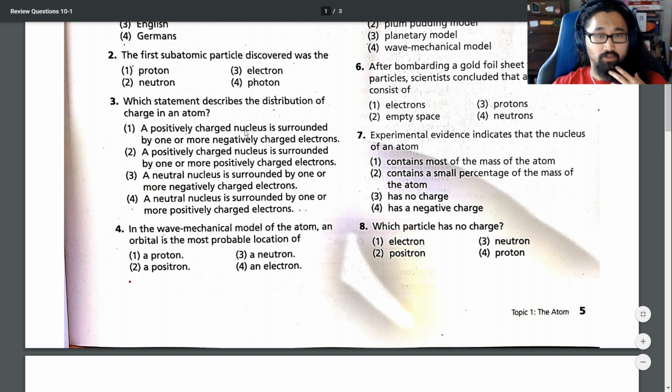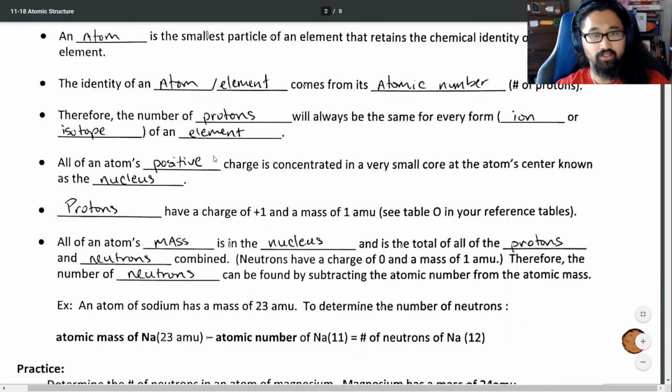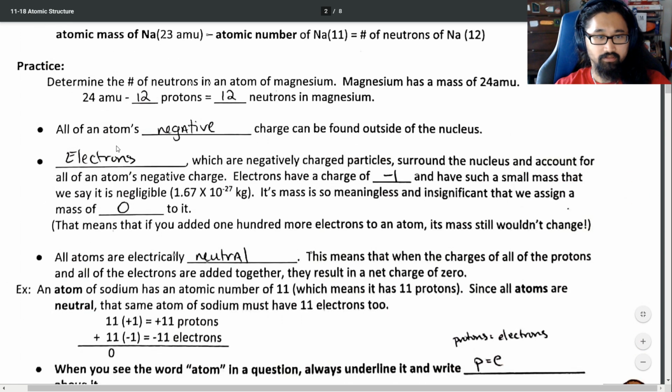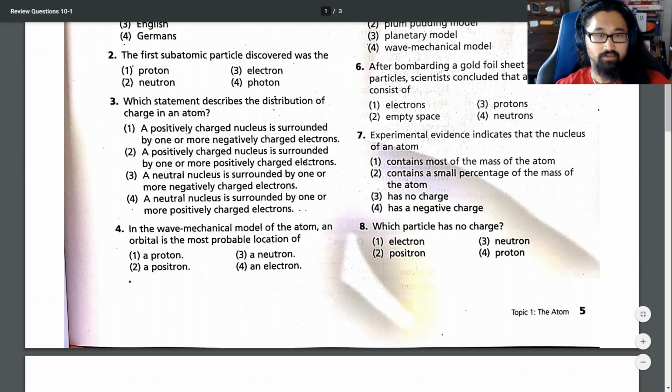So, positively charged nucleus. Check. It's either choice 1 or 2. Choice 3 and choice 4 are out of the question because they say that the nucleus is neutral. We know that's not true. The second half of the answer talks about electrons being either negatively charged or positively charged. Well, again, checking the notes, it is here. All of an atom's negative charge can be found outside the nucleus. Electrons, negatively charged, surround the nucleus. So, positively charged nucleus surrounded by one or more negatively charged electrons. There it is. It's choice 1.